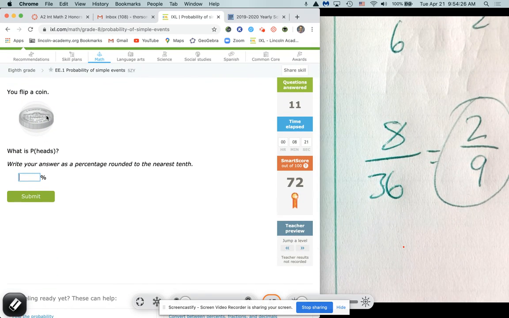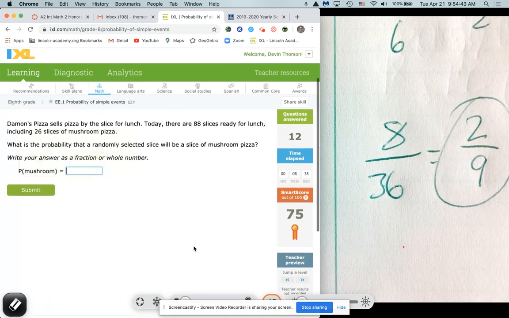Here again, back to the heads one, what is the probability of getting a head? And it wants you to write your answer as a percentage this time. And again, it's 1 out of 2, or 1/2, or 50%. You're going to get some repeats that should go pretty quickly.